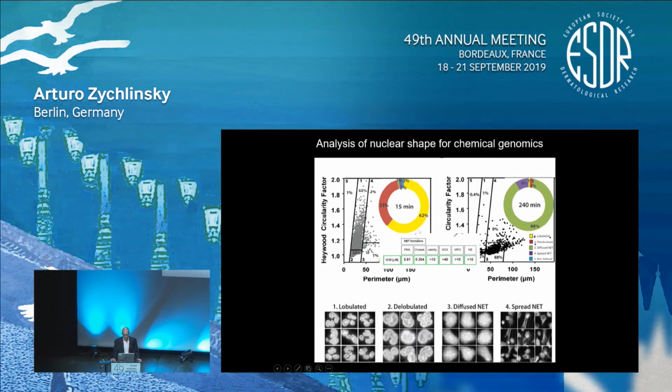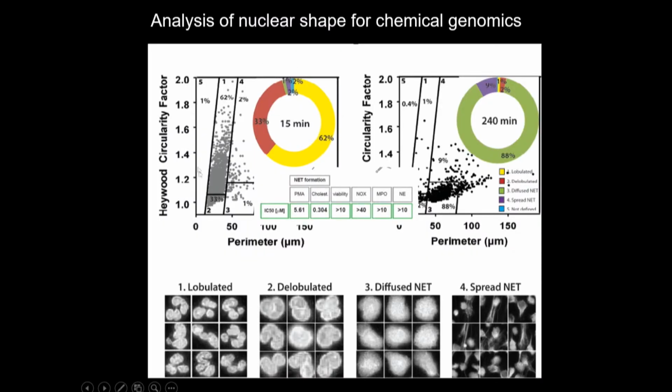This is kind of like a fax plot where we measure the perimeter of the nuclei versus the circularity. And in cells that are not activated, most of them look like number 1, that is lobulated, but 3 hours after activation, most of them look like nets.